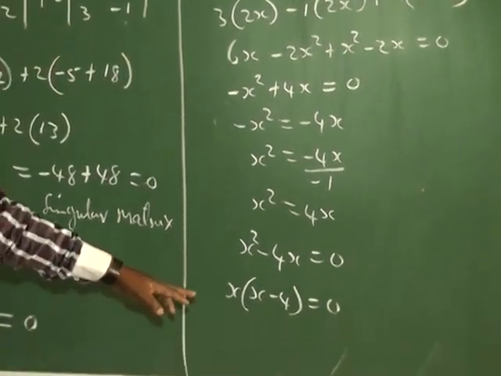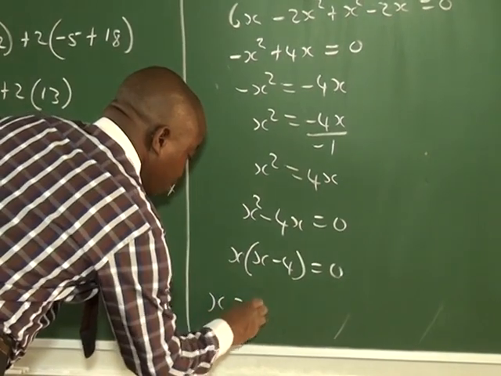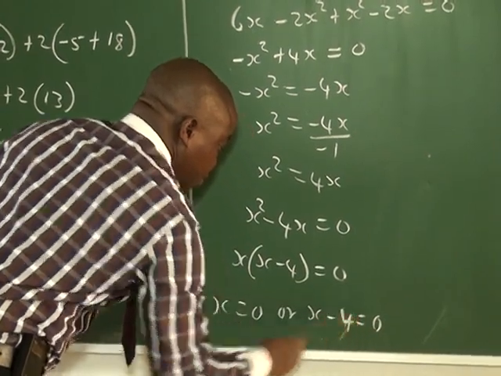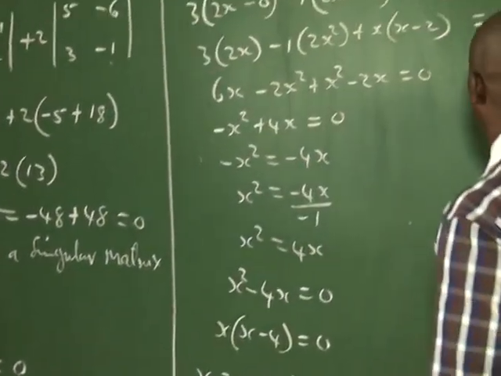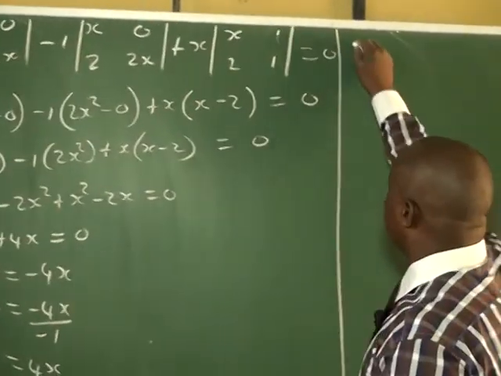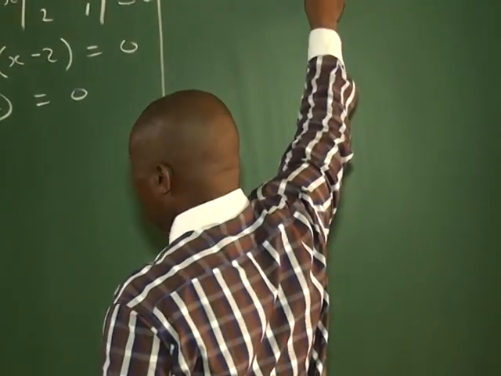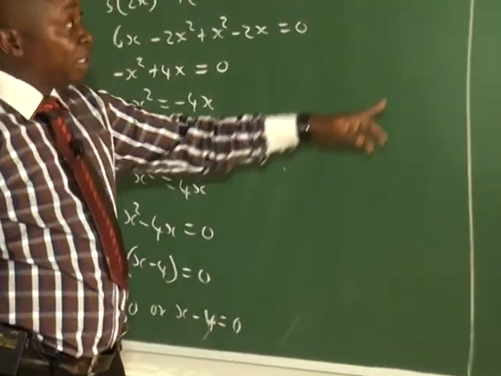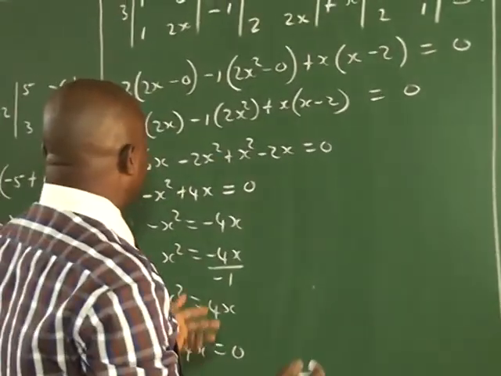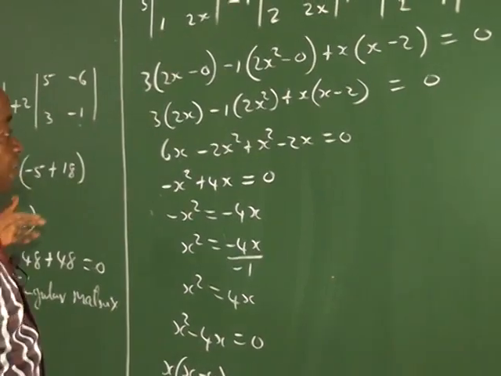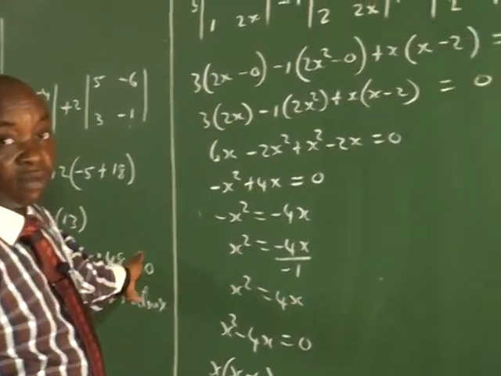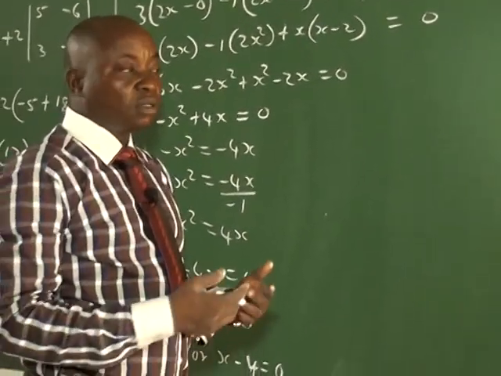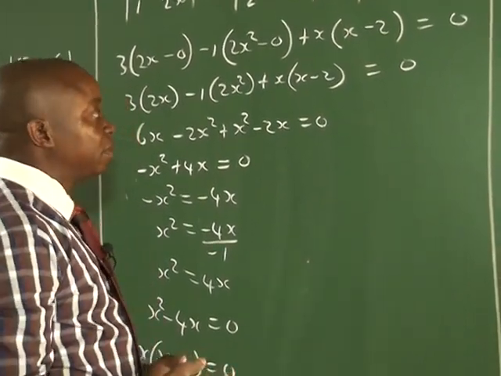Notice that here x equals 0 or x minus 4 equals 0, which implies that x equals 0 or x equals 4. That is, when you make x the subject of the formula here, you have x equals 4. So these are the values of x that make the matrix singular. That is how we can apply the idea of singularity of a matrix to achieve such results.